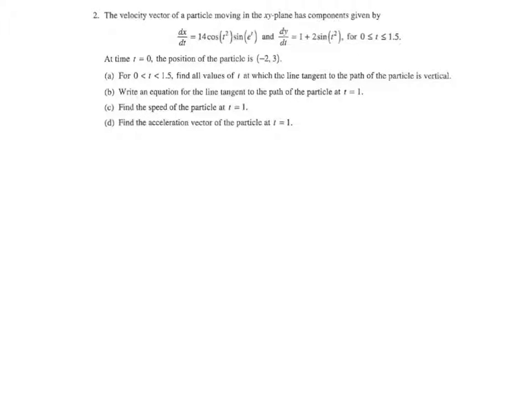Letter B, write an equation for the line tangent to the path of the particle at t equals 1. All right, so what you're going to have to do on that one. Number one, you're going to have to find the slope of the tangent line, which you'll be able to do based on what you're looking at from part A. And then the other part that you're going to have to do is identify where we're at. Remember, for part B, anytime you're going to find the equation of a line, you need a point and you need a slope.